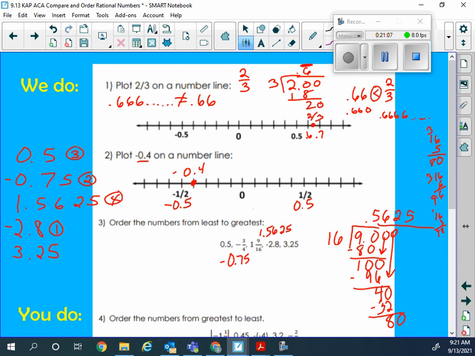Wait, it was the longest one. Is that not the biggest one? No. Just because it was long, it doesn't matter because we're looking in the ones place, okay? And then what? And then 3.25. Good.